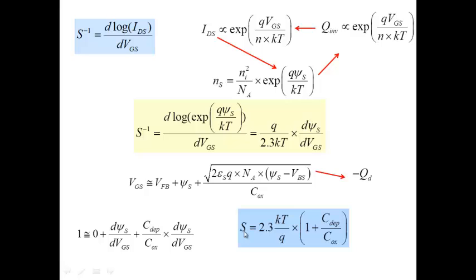People are thinking of different structures. If you take later courses, you'll hear about tunnel FETs and all kinds of different structures. The idea is to break this particular limit, 2.3 kT by q. One very simple way, of course, is to go to lower temperature, and then you get a smaller kT by q. That's a viable option.